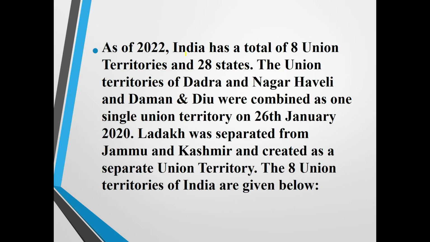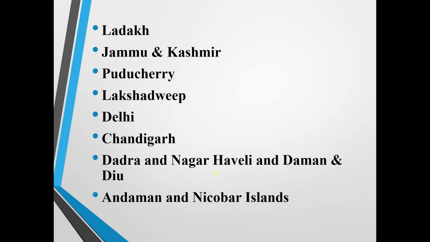As of 2022, India has a total of 8 union territories and 28 states. The union territories of Dadra and Nagar Haveli and Daman and Diu were combined as one single union territory on 26 January 2020. Ladakh was separated from Jammu and Kashmir and created as a separate union territory. So the 8 union territories of India are Ladakh, Jammu and Kashmir, Puducherry, Lakshadweep, Delhi, Chandigarh, Dadra and Nagar Haveli and Daman and Diu, and Andaman and Nicobar Islands.